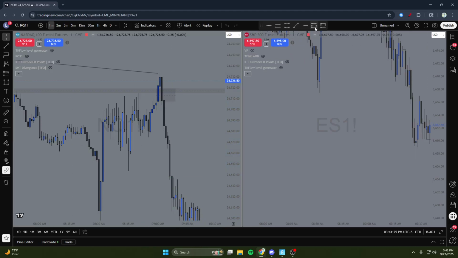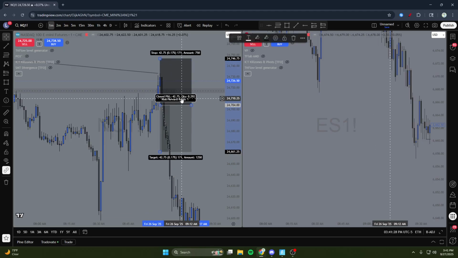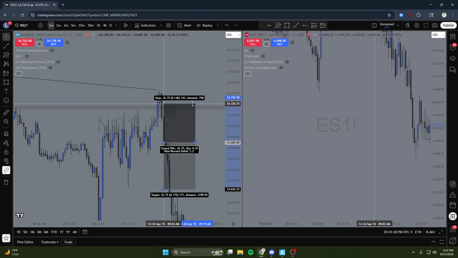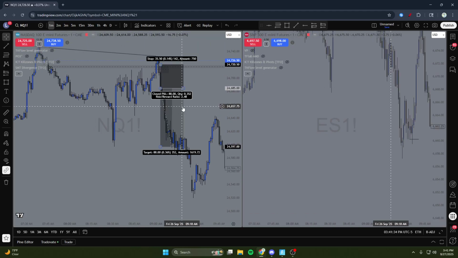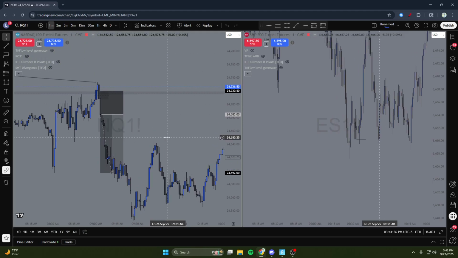Let me just get a new one. Bang. Bigger stops above both gaps, and then just target that low. That's just a great trade there, 2.5 RR.